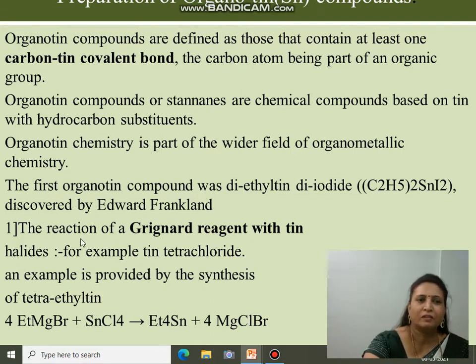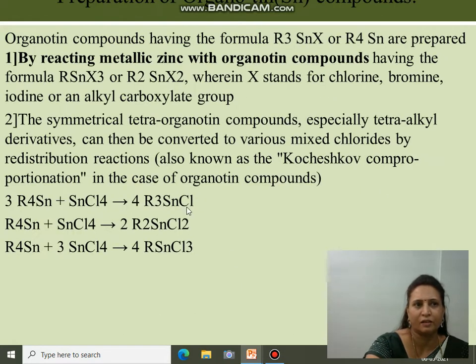The reaction of Grignard reagent with tin halides. It is a reaction of Grignard reagent with tin halides. For example, tin tetrachloride provides the synthesis of tetraethyltin. So, tetraethyltin, which is an organotin compound, gets prepared with the help of Grignard reagents. So, this is the introduction part.